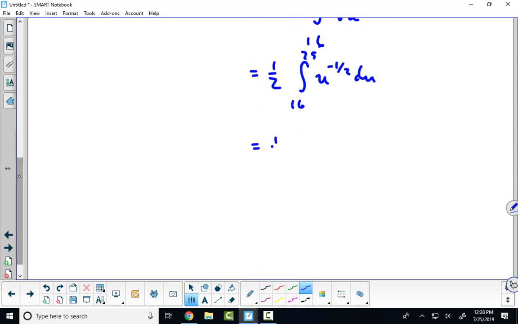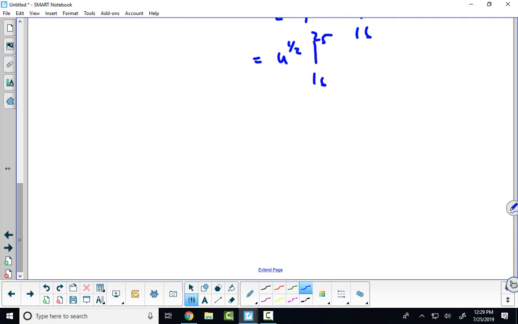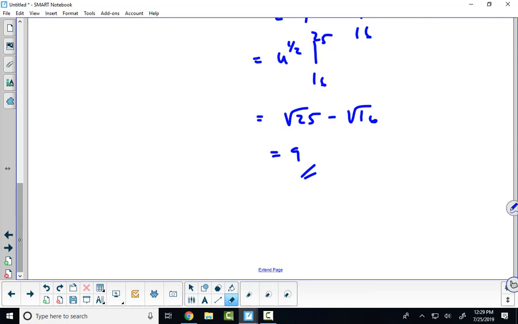Okay. So let's see, this would be 1/2, and now I'm going to add 1 to the exponent, divide by the new exponent, evaluated from 16 to 25. Which gives us u to the 1/2 evaluated from 16 to 25, because factors cancel. So we end up with the square root of 25 minus the square root of 16, which comes out to be 9. No, it doesn't. That's a lie.